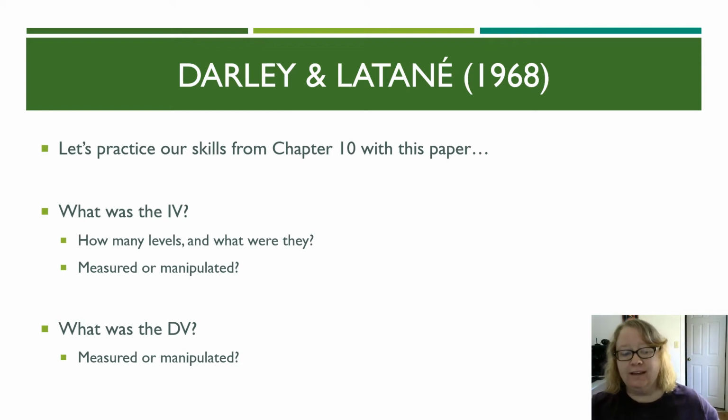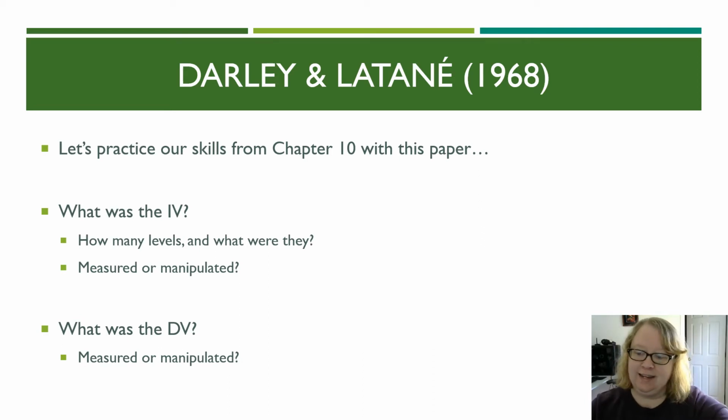All right, so that was the IV. The DV then was helping behavior. So in the cause and effect relationship, the DV is the effect. It's the thing that we think is going to be affected by the IV. So in this case, the IV is group size, how many bystanders are there, and the DV is helping behavior.